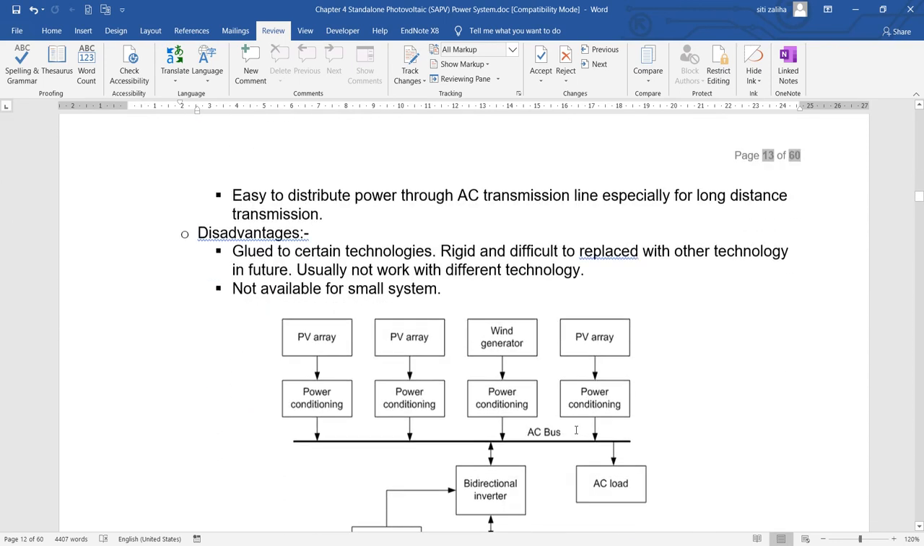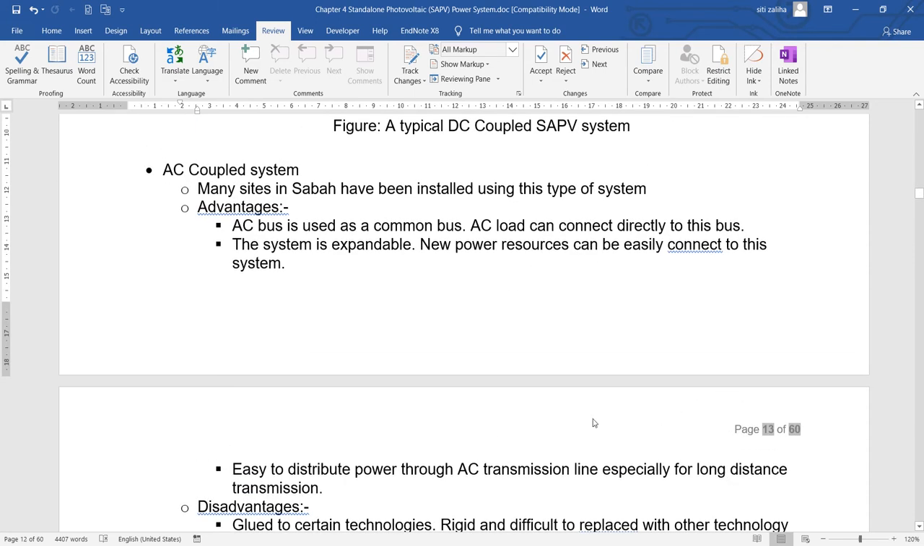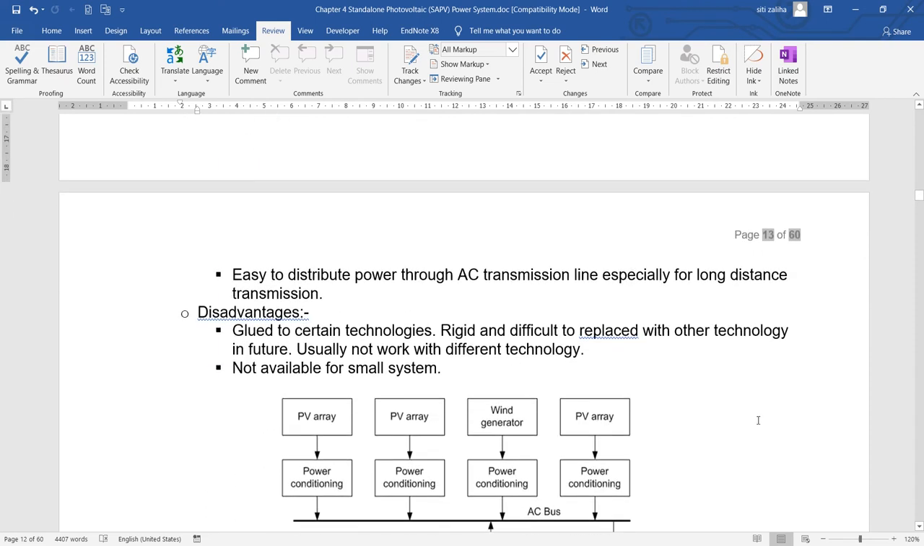So the system is expandable. The AC bus can be directly connected to AC load. It is easy to distribute power through an AC transmission line, especially for long distance transmission. Why is AC suitable for long distance transmission? Because AC can be easily converted to a higher or lower value by using a transformer.